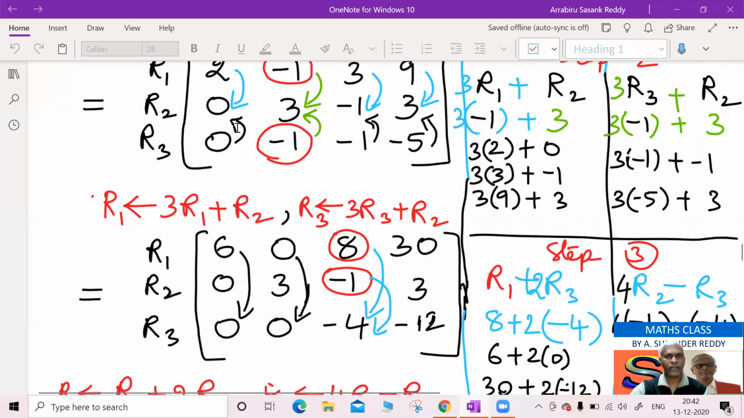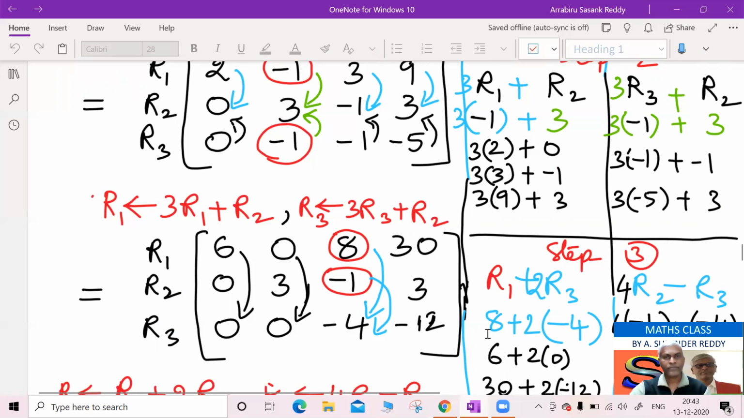And apply the same for the first 0, 0. If you take R3 and R2 zeros in this formula, you get 0 only. And for the third elements, -1 and -1: R3 -1, R2 -1, 3 into -1, -3, plus -1, -4. And the last fourth elements, -5 and 3: 3 into -5, -15, plus 3 is -12. So the third row changes as 0, 0, -4, -12. So this is step 2.